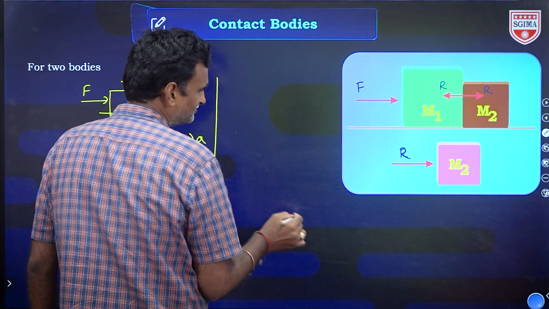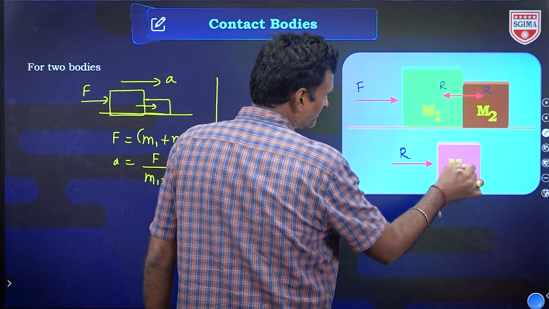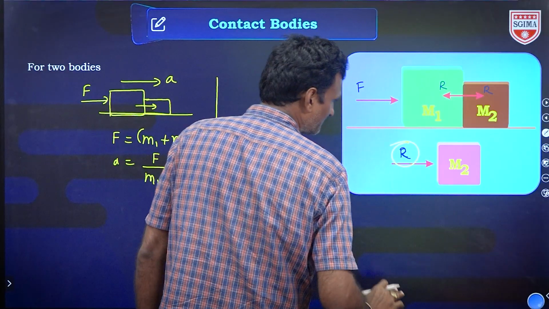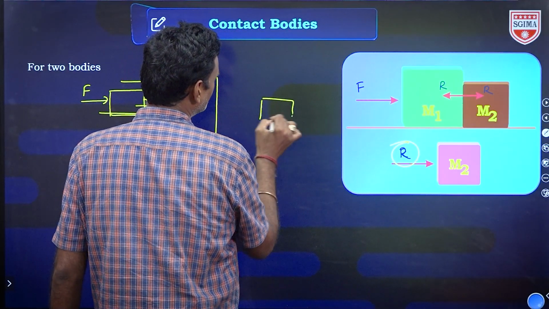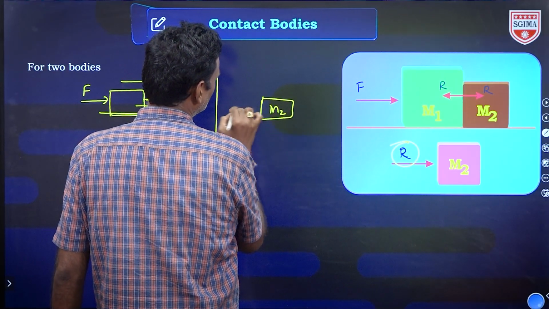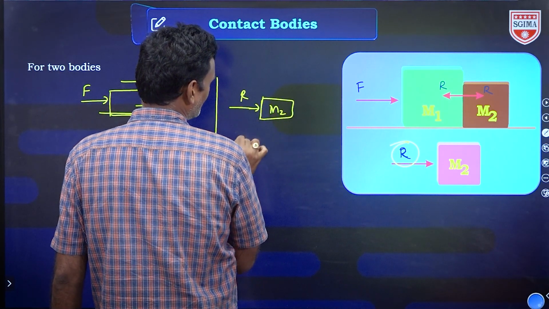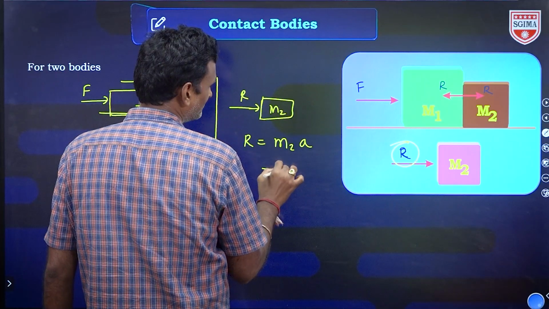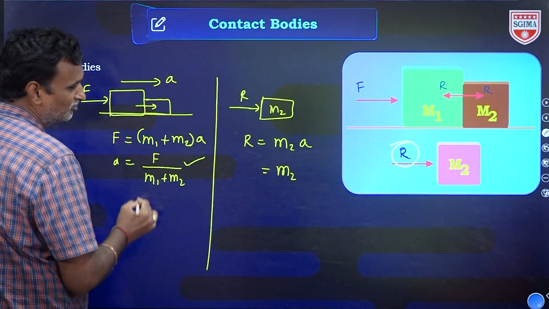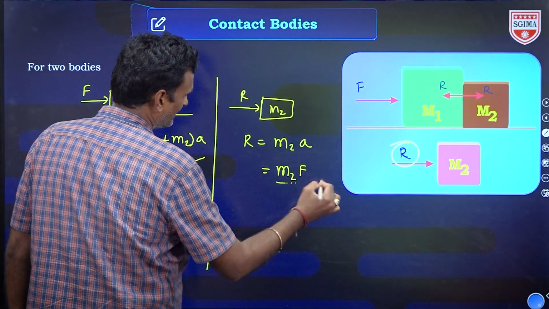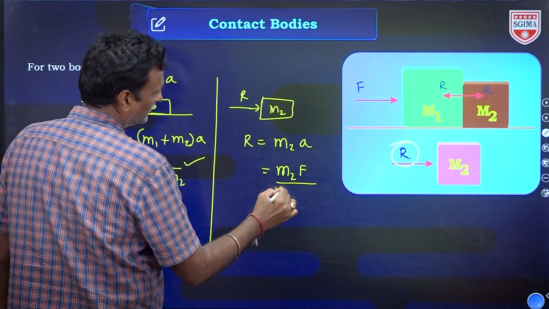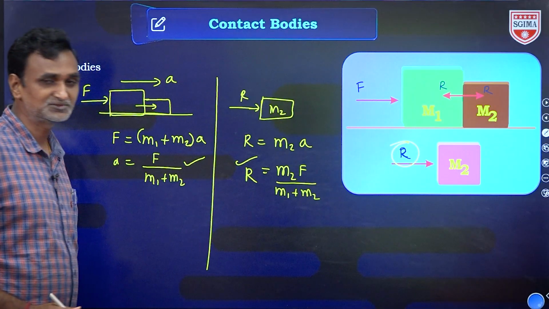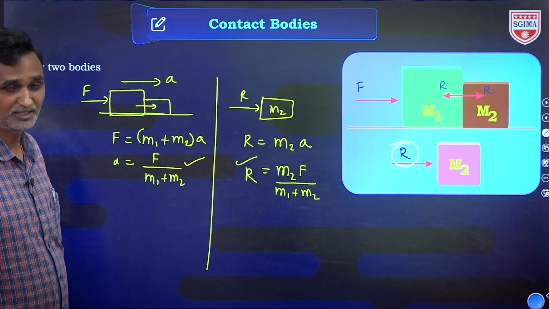From the second body, see, m2 is experiencing only the force R, that's it. No other force it experiences. So definitely we can write here, this is m2 and the reaction force is acting on the right side. So we can simply write R equals m2 into A, where the A value is F by m1 plus m2. This is the reaction force which is exerted on the block m2.